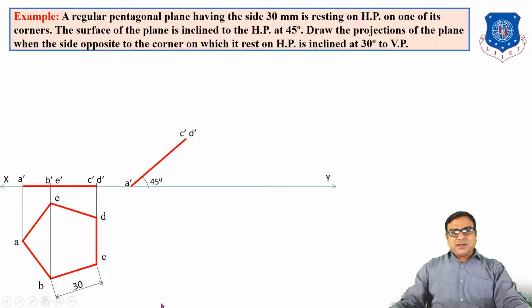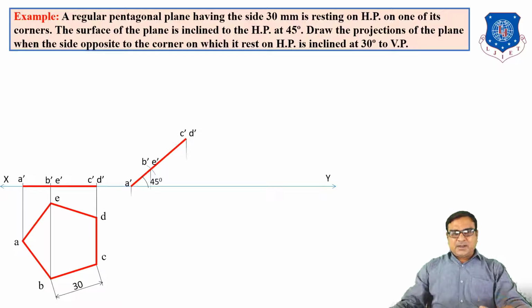So take A dash D dash, incline it 45 degrees, and insert another point by taking radius A dash B dash, A dash as center, and here B dash. So this is the front view, and the surface is inclined to HP. Now what will be the top view?